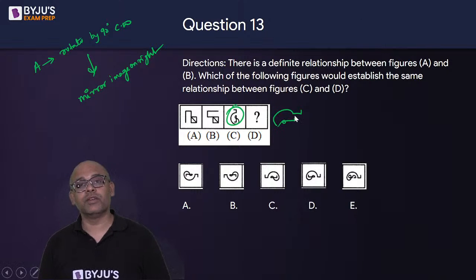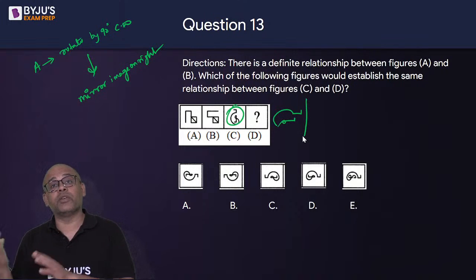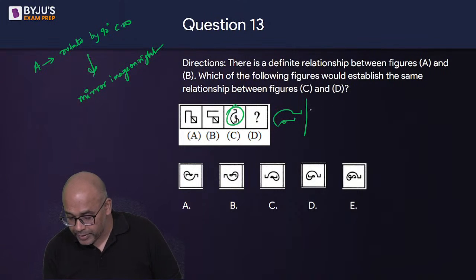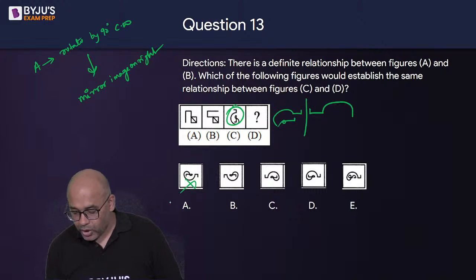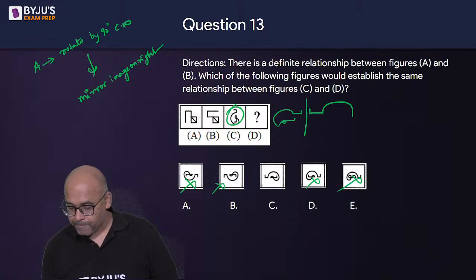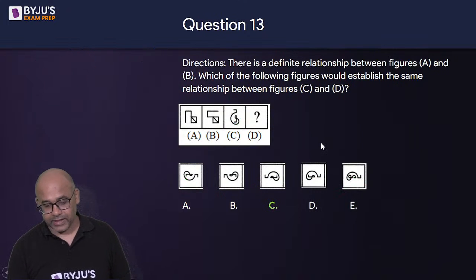Something like this. Okay. Now you have to get the image of this. When you take the image of this, it will be like this. Which means all of these are wrong. You get only option C as the correct answer.